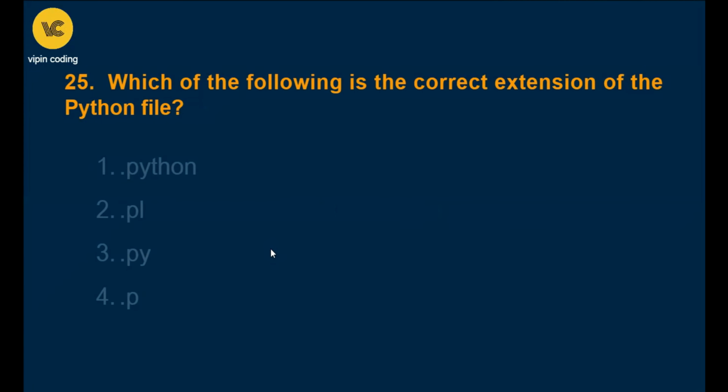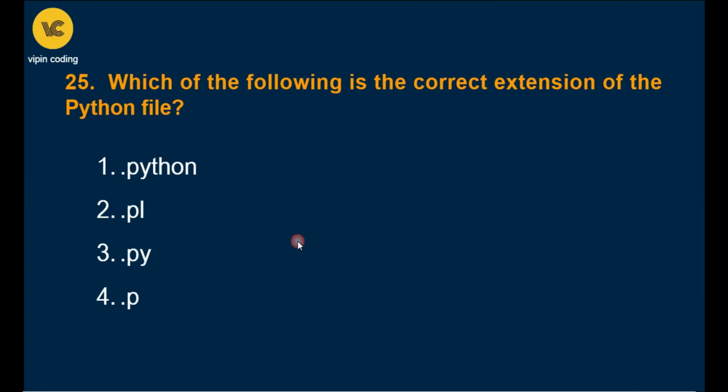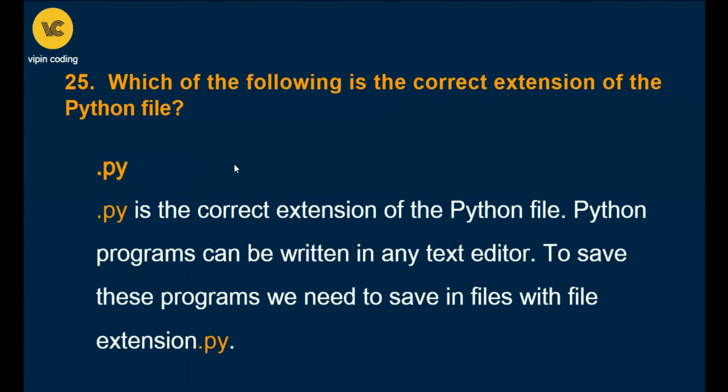Go to next question. Which of the following is the correct extension of the Python file? We have already discussed this question in our previous classes. So the first option is .python, next one is .pl, third one is .py, and fourth is .p. The answer to this is .py. .py is the correct extension of the Python file.